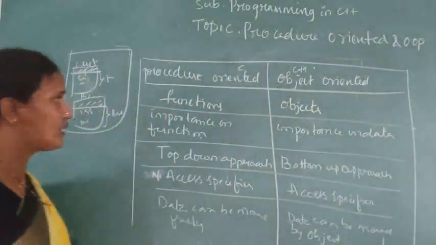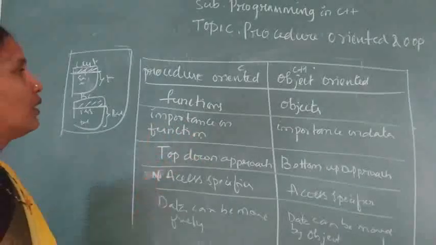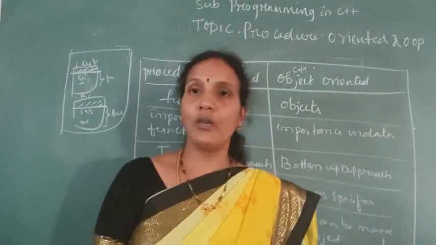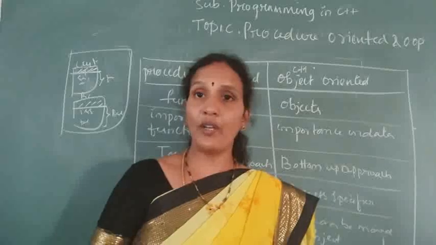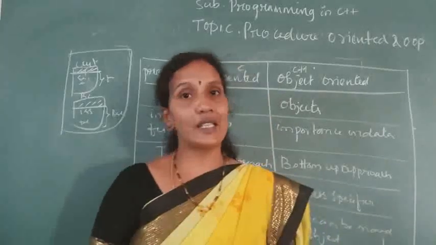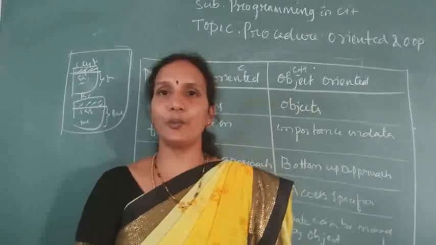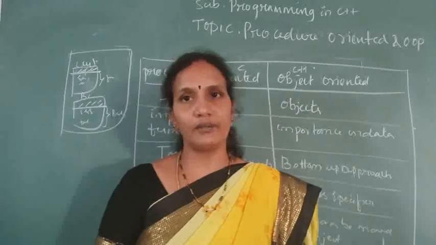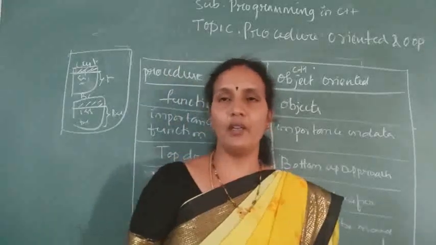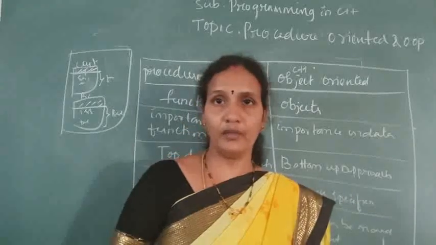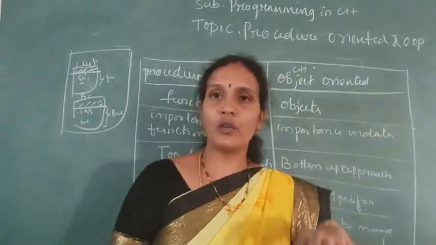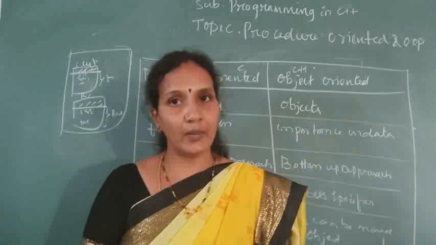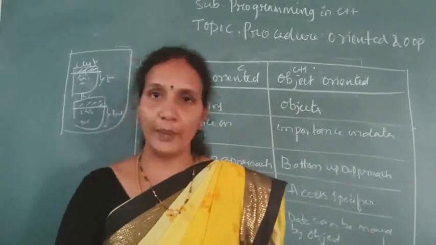Now the second one is importance on functions. It means how to write the function, how to execute the function, what is the sequence of the functions, how many functions should be written, and how many sub-functions should be written. So in procedure-oriented programming, the main focus is on the function, not on the data. Here the functions can share a global variable, so there is no restriction for the data. Procedure-oriented program is not showing importance to the data; it is showing more importance to the procedure.